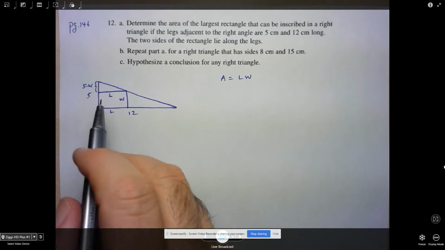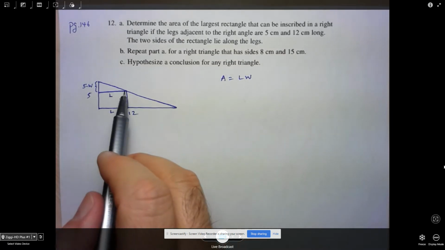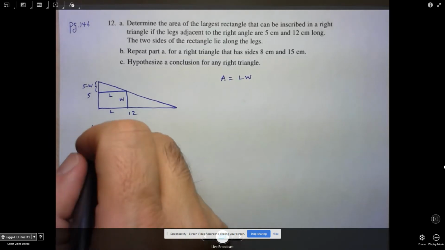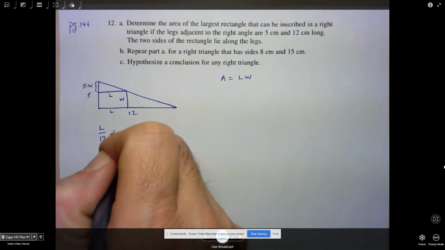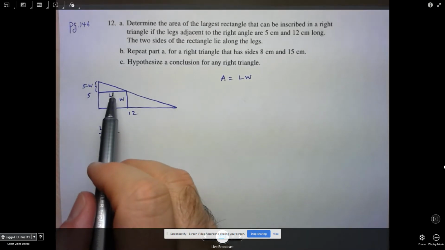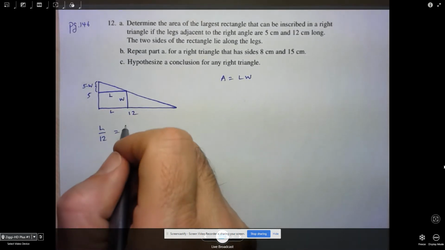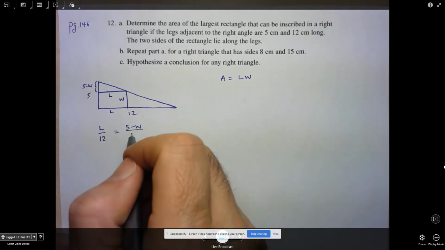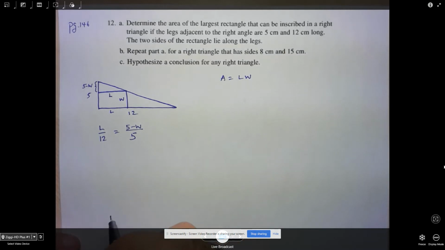I'm going to start with the simpler one, I'm going to start with L. This length here corresponds to the length of 12. So we have L over 12 is going to be equal to the ratio of these two side lengths, 5 minus W to this side length of 5. What this does is give me a relationship between L and W.